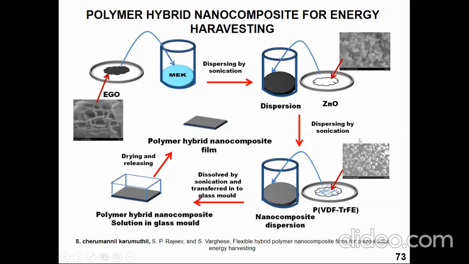So this is one. What are you seeing? This picture is the fabrication of such nanocomposite material for harvesting energy. The materials used here are EGO, zinc oxide, and PVDF-TrFE. That's a polymeric material, right? Then we are making a composite out of this, and this composite has the capability to convert mechanical energy to electrical energy, and is also very flexible, unlike ceramic materials, right?